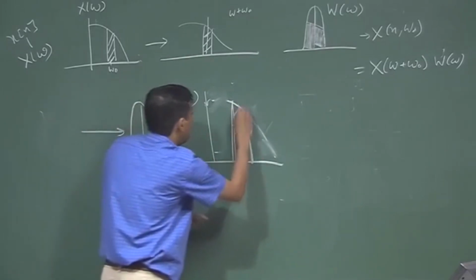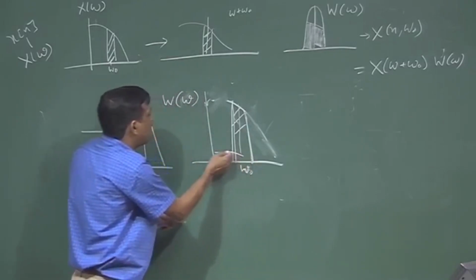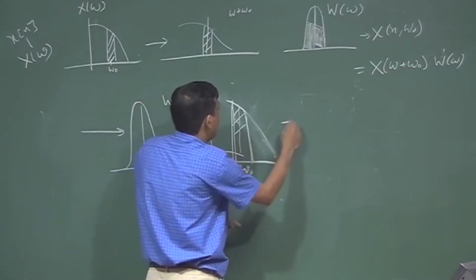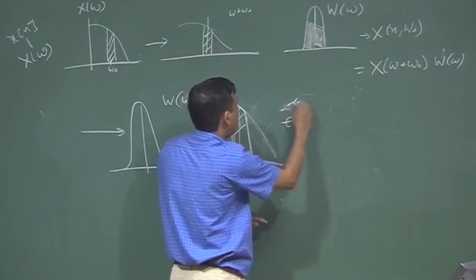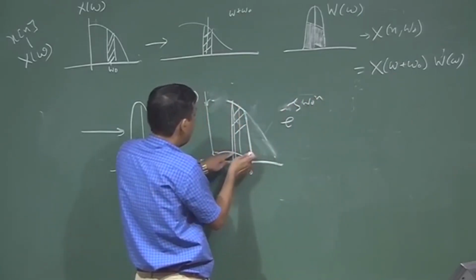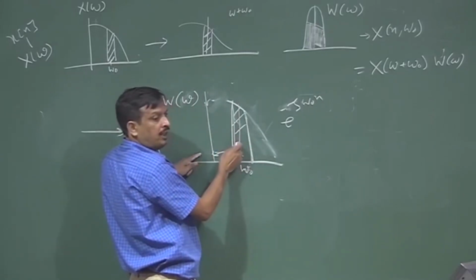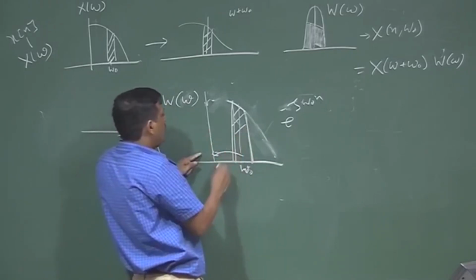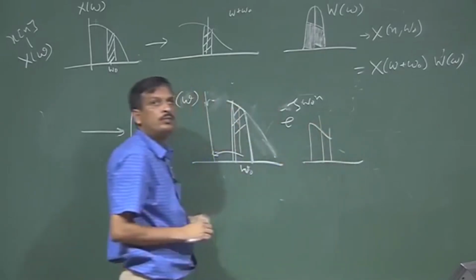This portion is at omega 0. Now, I have to shift this to here, so I will multiply it with e to the power minus j omega 0 n. This will come here. So, at the output of the filter, this will be shifted, or demodulated, to come to the origin. This can be one view.